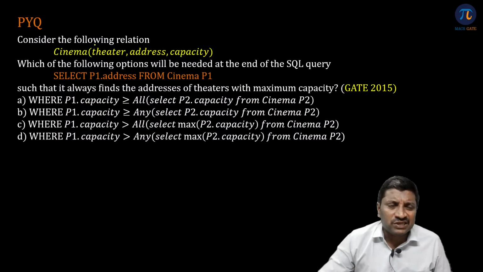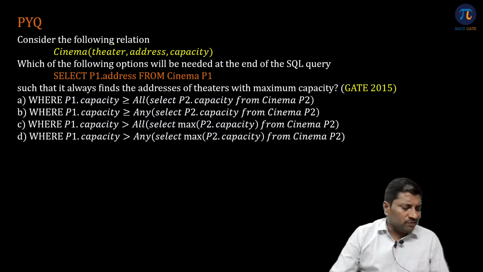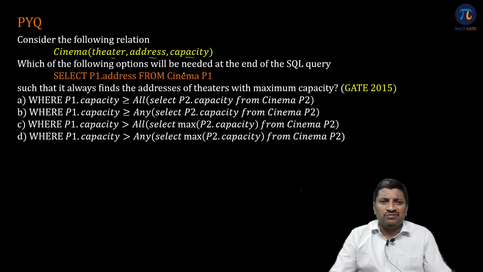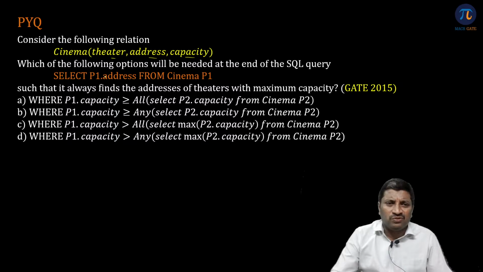Now, let us discuss one question. Consider the following relation: Cinema, theater, address, capacity. So we have only one table, in which there are theater, address and capacity. Which of the following options will be needed at the end of the SQL query?